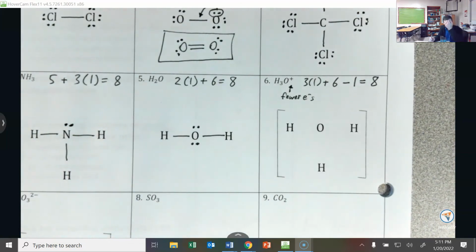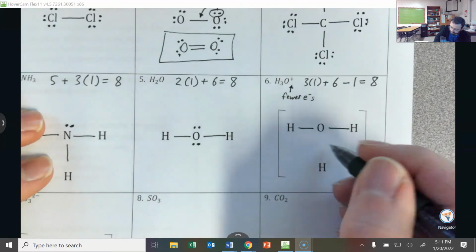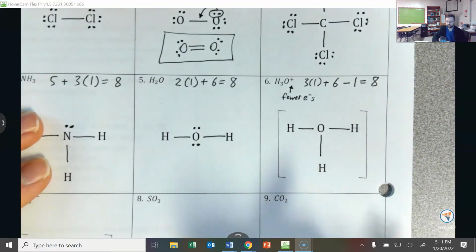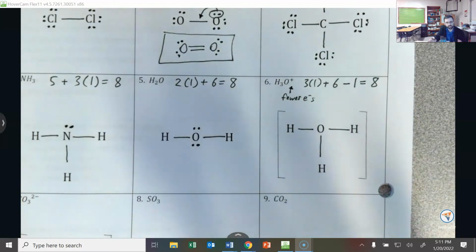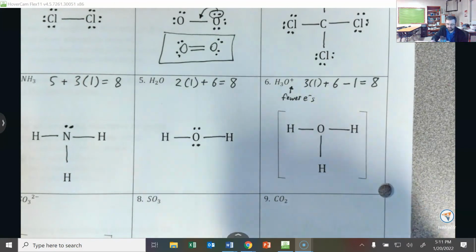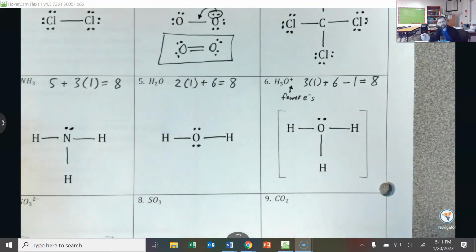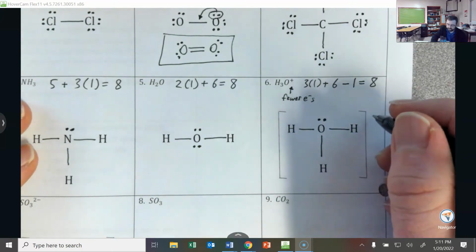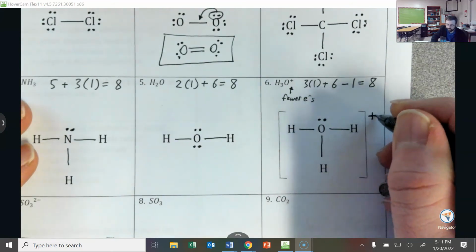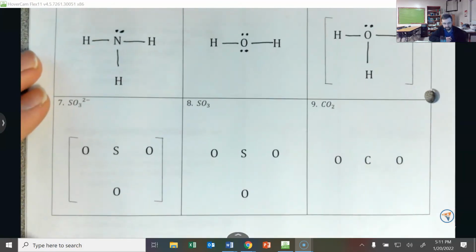Now, let's go ahead and draw the Lewis structure. Got 2, 4, 6. Hydrogen only wants 2, so it's already satisfied, but oxygen would like 2 more. And that makes 8. We're done with that. The next thing that's left is to make sure that we draw brackets around it because it was an ion and show its charge, which was positive 1 or just plus. Okay, let's move to the next one.